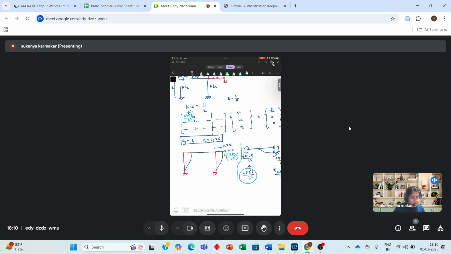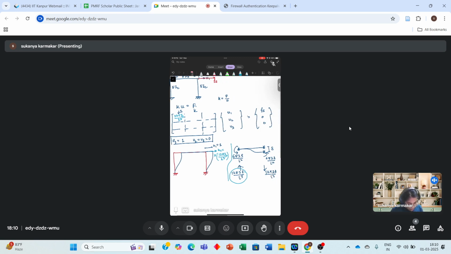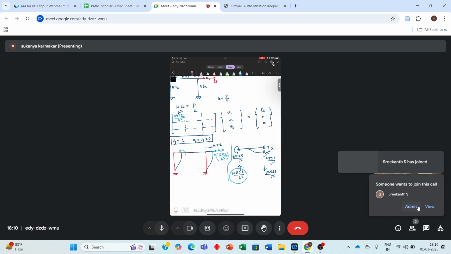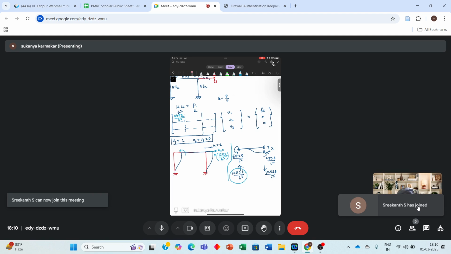Now what will the second term be? That is K, let me call it K12. K12 and K21 will be the same because of the symmetry. But how much will it be? 6EI by L square.